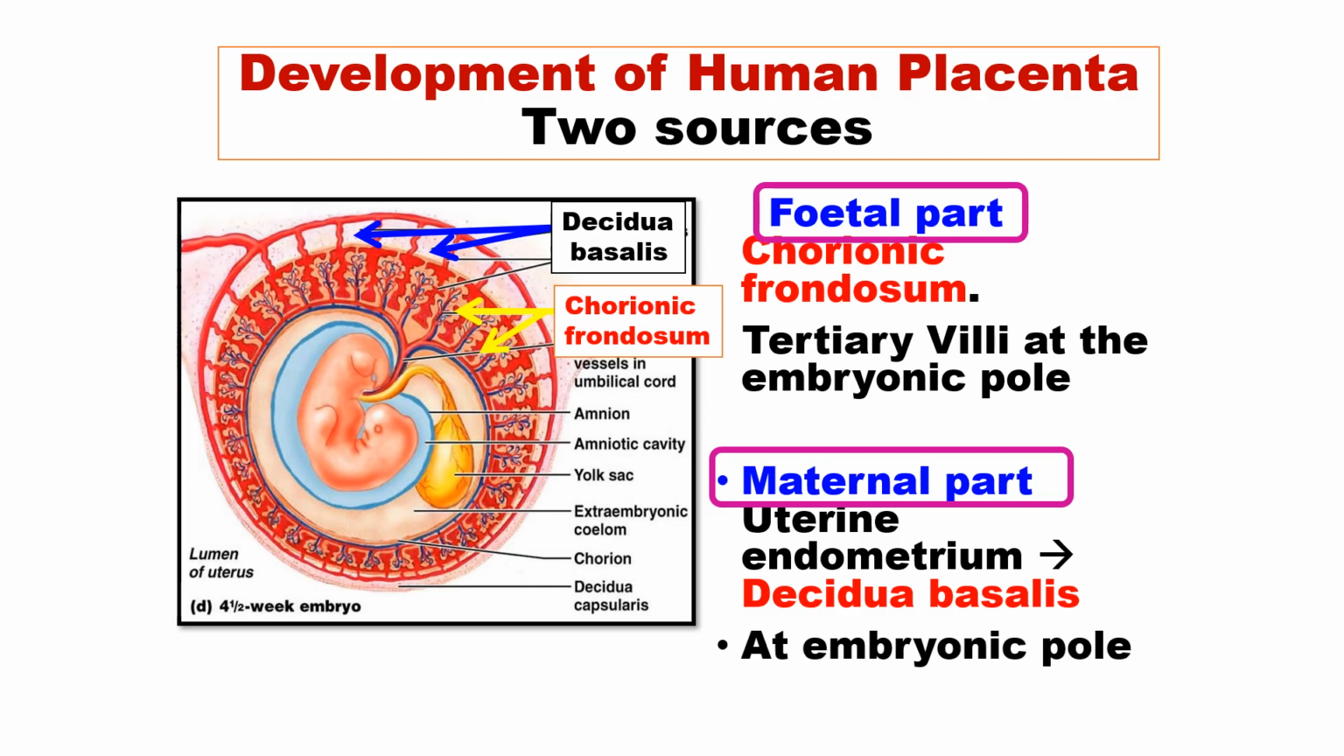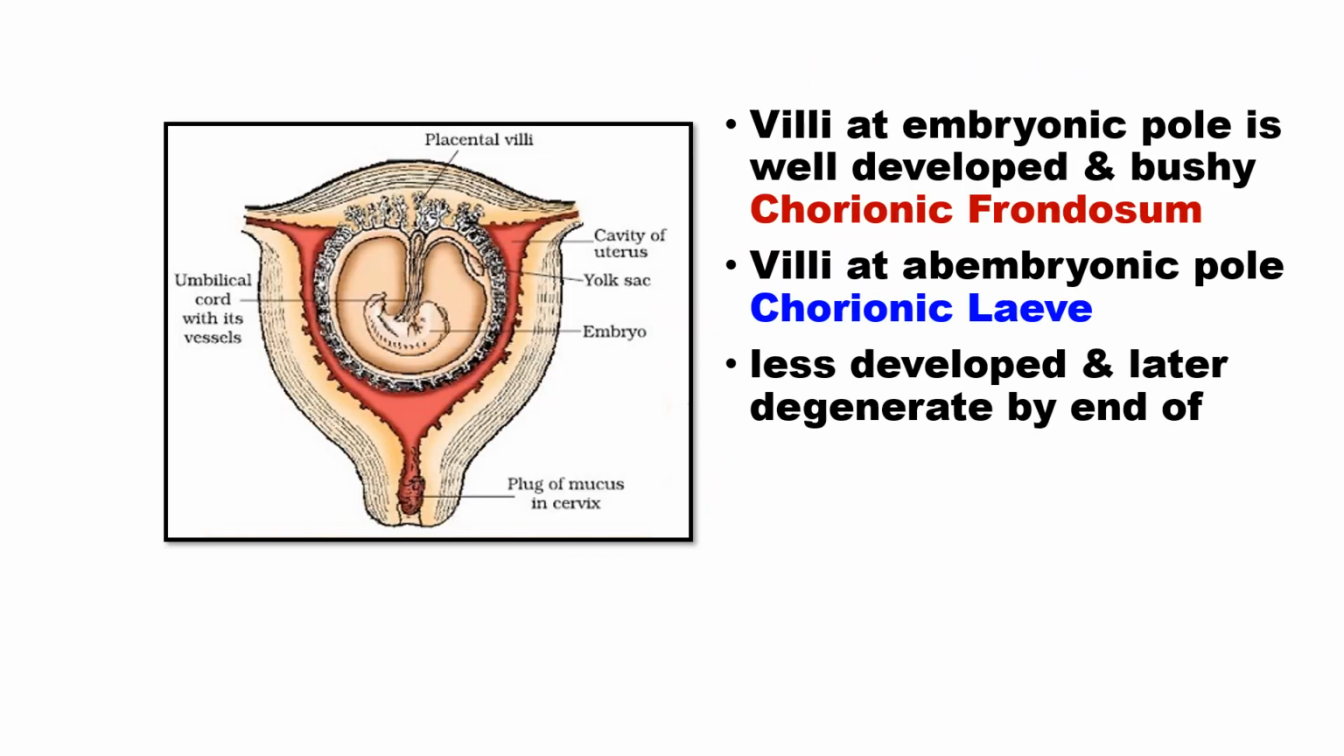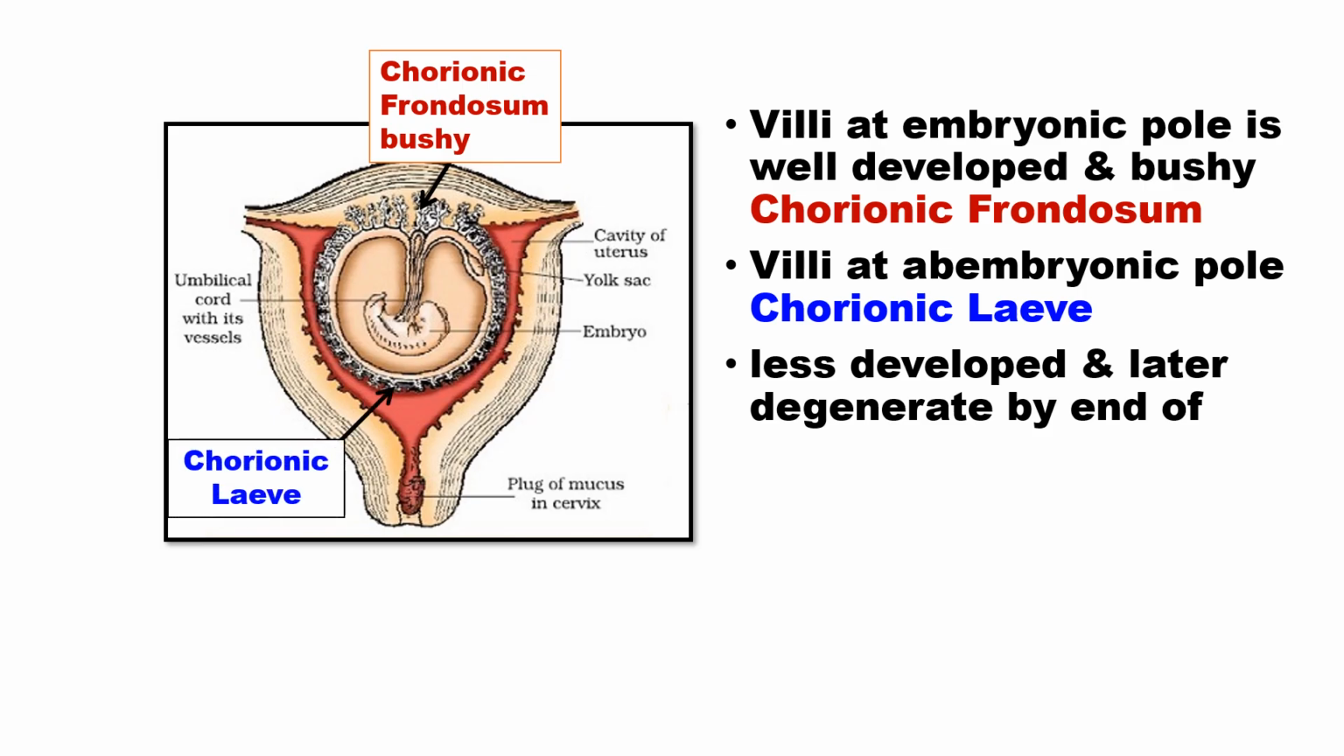Villi at the embryonic pole are well developed and bushy, and it is known as chorion frondosum. Villi at the ab-embryonic pole is chorion laeve, less developed, and later degenerates by the end of third month or 12 weeks of intrauterine life.